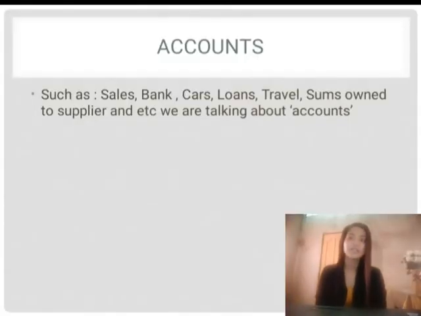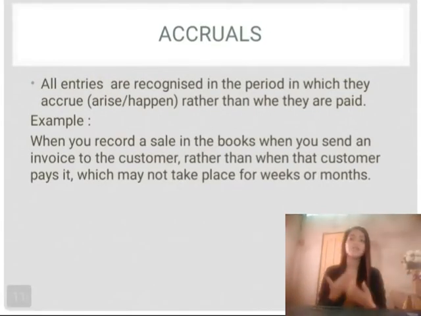Examples of accounts are sales, bank, cars, loans, travel, amounts owed to cost, supplier, and so on. We're talking about accounts. Next is accrual. All entries are recognized in the period in which they accrue, arise, or happen, rather than when they are paid. An example of accrual is when you record a sale in the books when you send an invoice to the customer, rather than when the customer pays it, which may not take place for weeks or months.